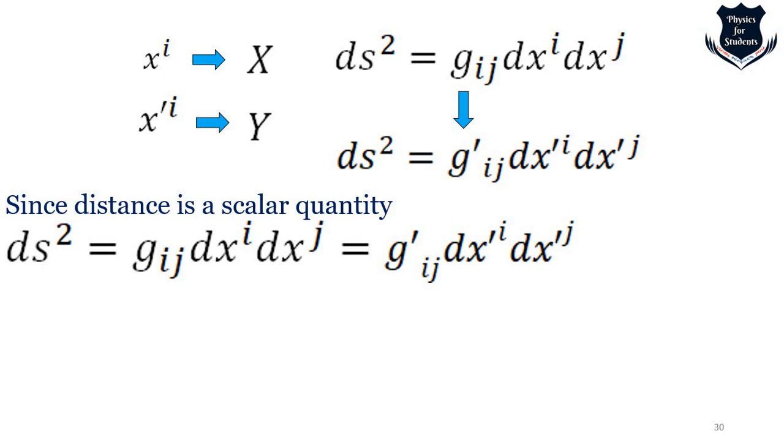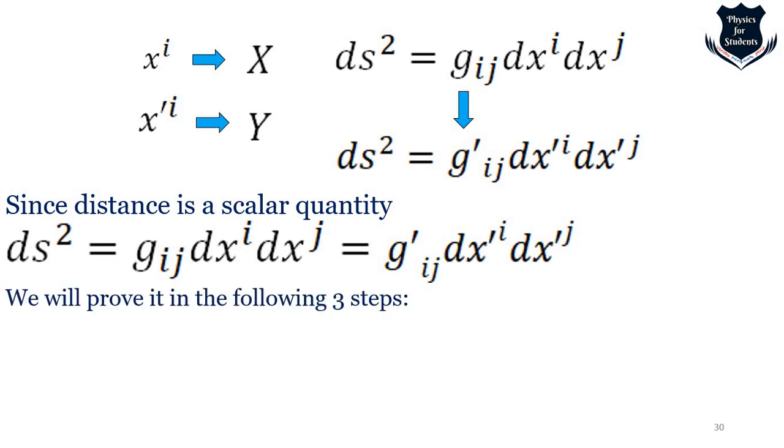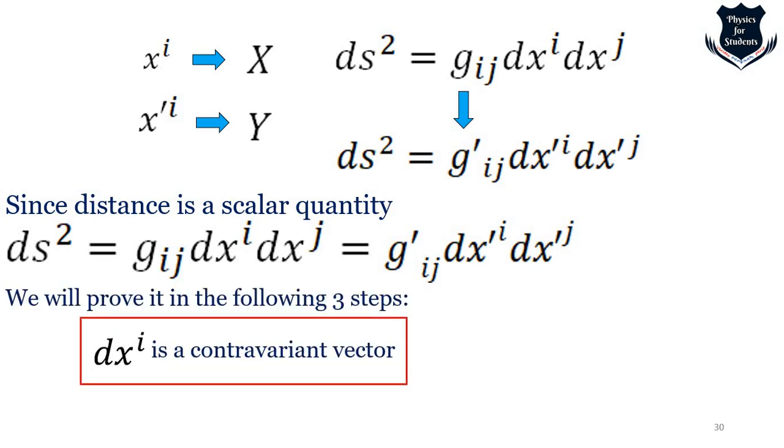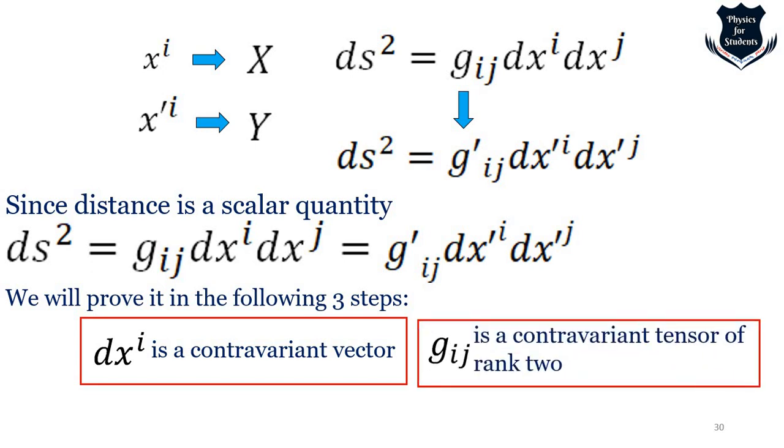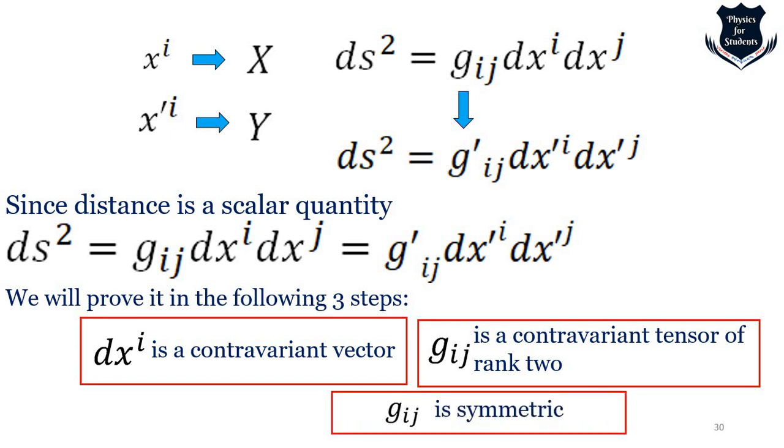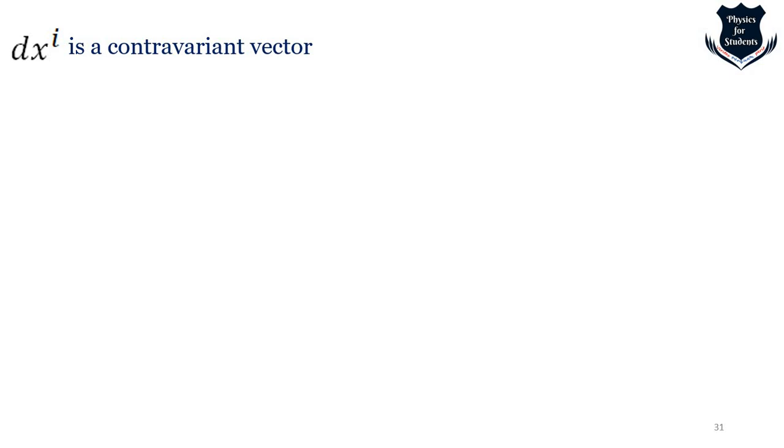Now I will be proving this in 3 steps. First I will prove dx^i is a contravariant vector. Second, that g_ij is a covariant tensor of rank 2. Then I will prove that g_ij is symmetric. These would be the steps. So first of all, let us start with dx^i as a contravariant vector.